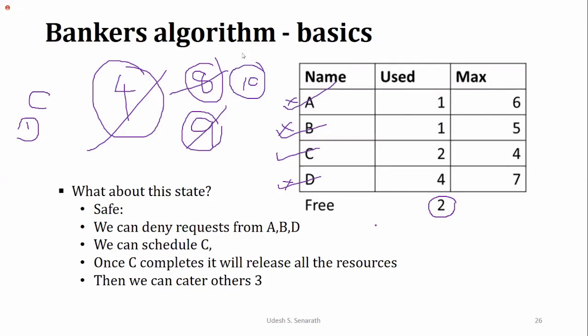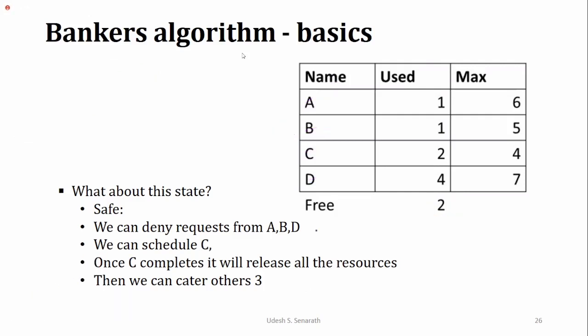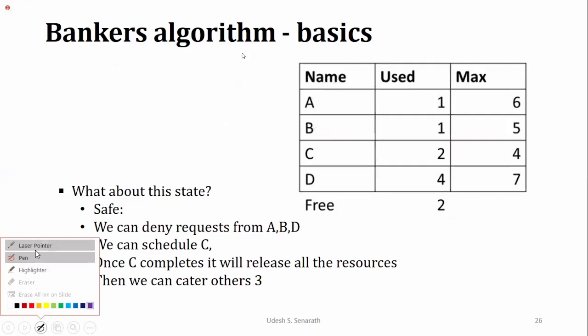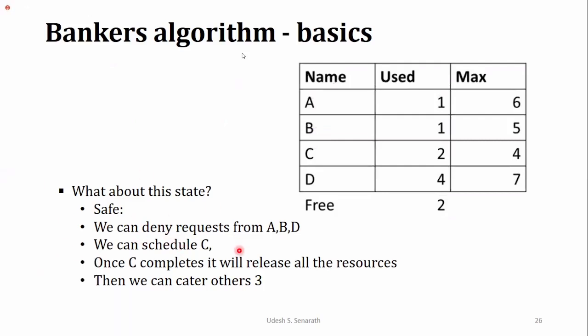Right? First, we choose to run C. And then we will cater to the other three in a sequence manner once the resources are released. So yes, this is in a safe state. That is how you determine whether a given system is in a safe state or not.